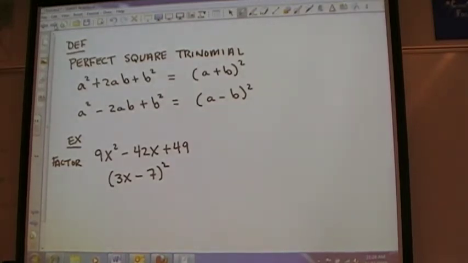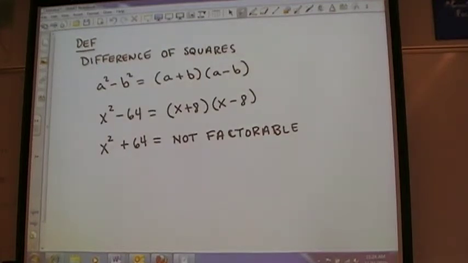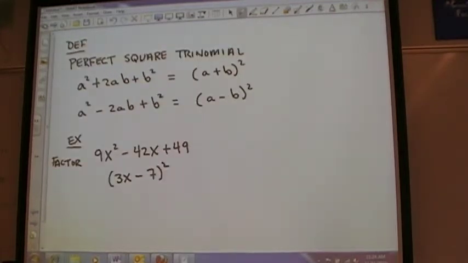Next definition, and then we are finished. So there's no way of knowing if it's a perfect square unless it says it is. If it tells you it's a perfect square trinomial, then it is. If it just says to factor it, then I would check my work.